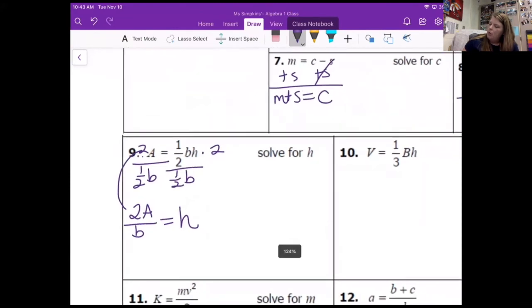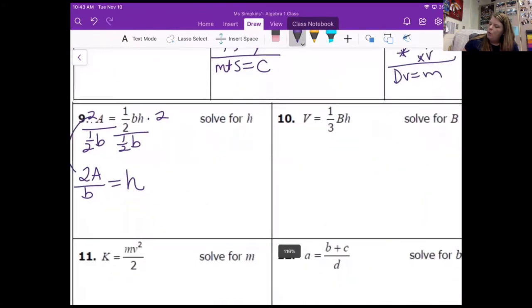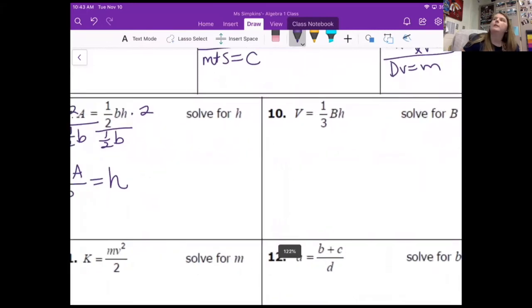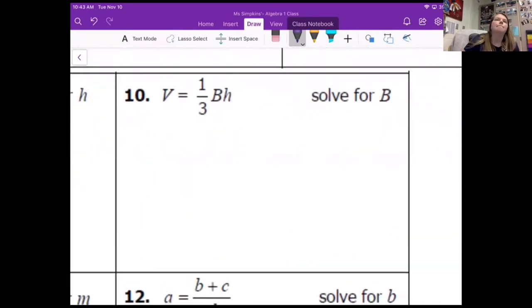Anybody know what 10's formula is? Not velocity. Volume. Volume for what? Rhombus. A rhombus is a 2D figure. It doesn't have volume.